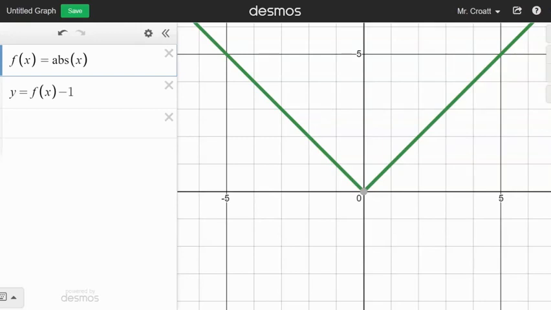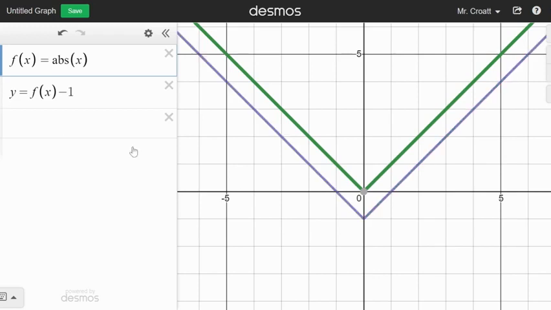So I'm on Desmos right now, so you can take a look at the graph. The graph you're looking at right now is the absolute value of x. That's the green graph that I've got going. And then you can see down here underneath that, I've got y equals that function, f of x, in this case, the absolute value of x minus 1. And so when I turn that graph on, we see that the graph has been moved down by 1 unit.